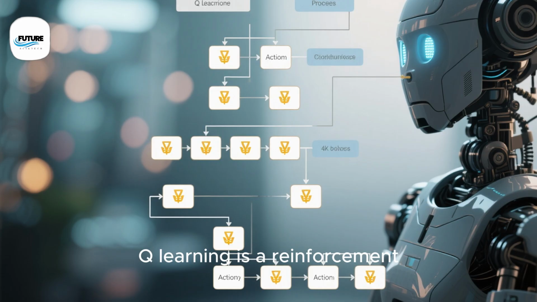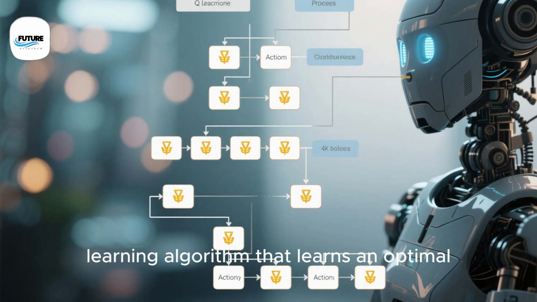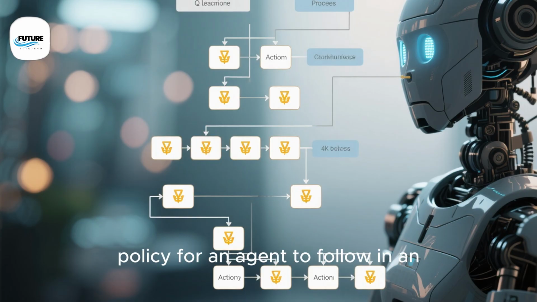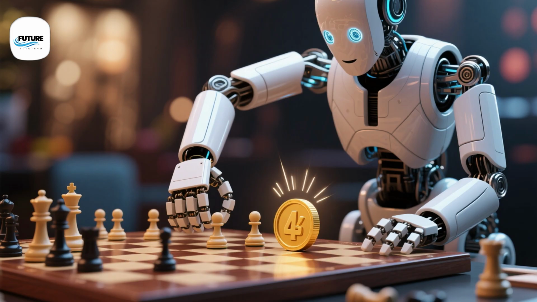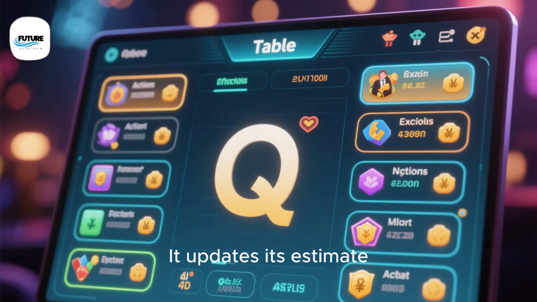Q-learning is a reinforcement learning algorithm that learns an optimal policy for an agent to follow in an environment. It does this by estimating the expected future reward for taking an action in a given state. The agent starts by taking a random action and observes the next state and the corresponding reward. It updates its estimate of the expected future reward for that action in that state and stores it in a table called the Q table.